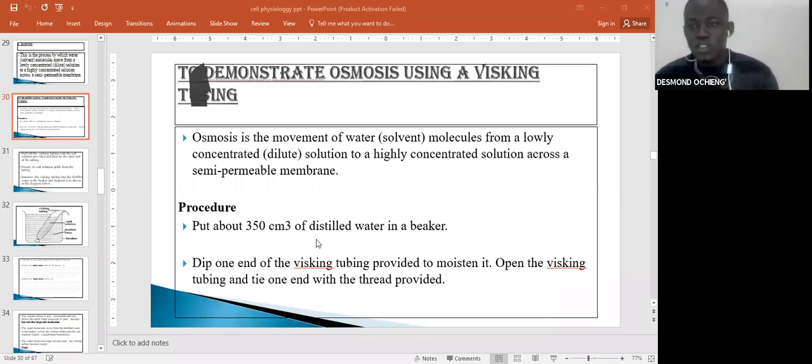So when using a visking tubing, now visking tubing is usually opened on both sides. It is a tube-like structure, but it is semi-permeable. And it is always opened on both sides. So when using a visking tubing, one end you will tie using a rope or a string or whichever substance that is provided for you to tie the visking tubing. For you to do that, you first have to moisten it, and we are saying that dip one end of the visking tubing provided to moisten it, and then open the visking tubing and tie one end with the thread provided.